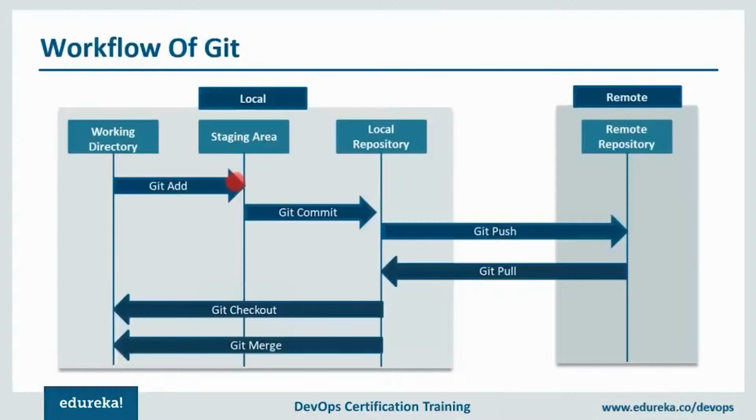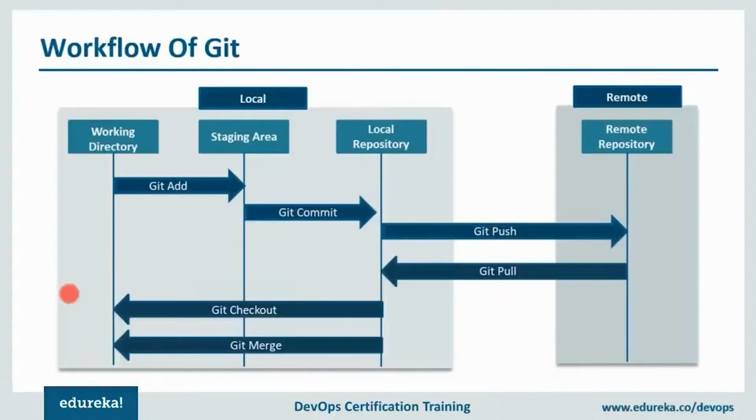Once I have all my uncommitted changes in the staging area, I want them to get committed into the local repository. So for that, I'll perform the git commit operation and then I'll commit all the changes to the local repository. And once I'm done with all the set of changes, I'll go ahead and push these changes to the remote repositories as well. After that, you can perform the git pull operation to add whatever is there in your remote repository to your local repository, and then you can perform the git checkout command to add it to the working directory as well.